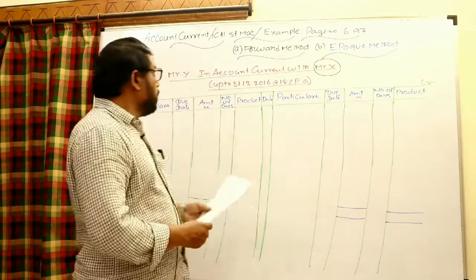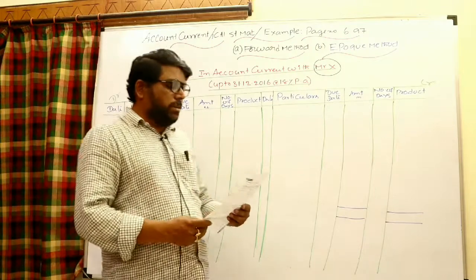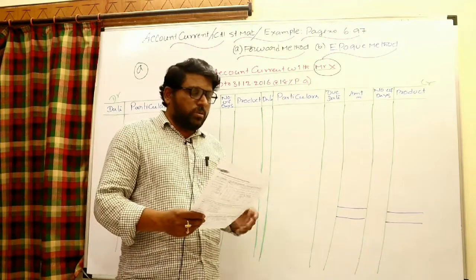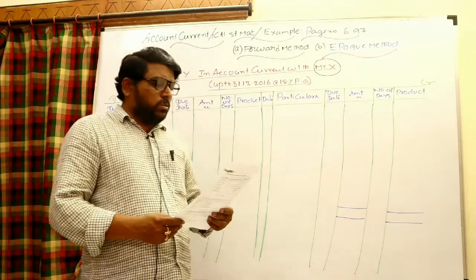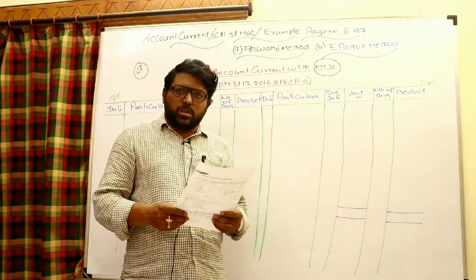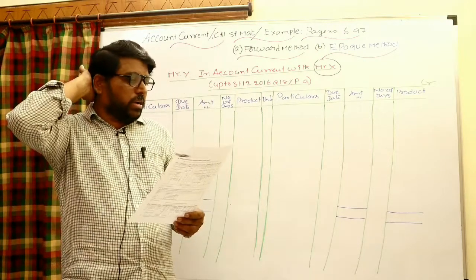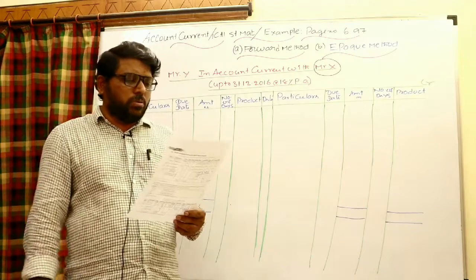Hi friends, and today we are going to discuss account current from ICA study material. Example sum we are going to discuss. So here, of course, all the illustrations and all the practical questions have been uploaded with complete theory part. Why we are discussing this particular example sum today?